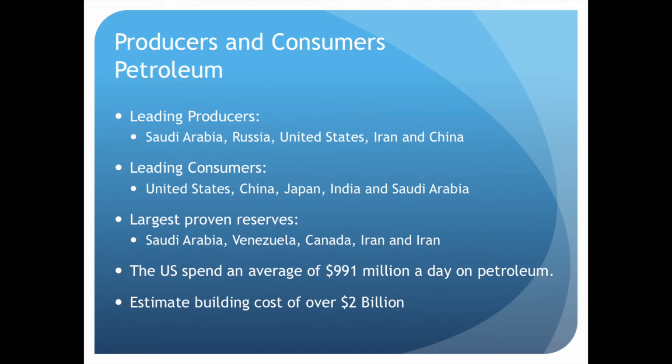The largest proven reserves are in Saudi Arabia, Venezuela, Canada, Iran, and Iraq. An estimation of the cost for building a reserve is $2 billion, which is understandable considering that the U.S. spends $991 million a day on petroleum.